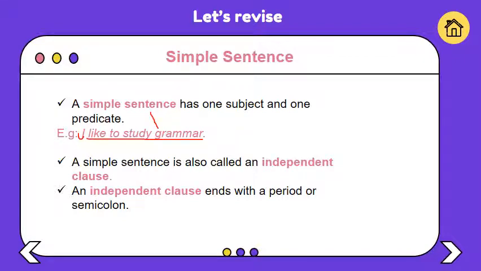Also, a simple sentence is called an independent clause. If you remember, we said that the simple sentence contains only one independent clause. The independent clause ends with a period or a semicolon. Again, the simple sentence has one subject, one predicate. So the simple sentence is equal to one independent clause. The independent clause must end with a period or a semicolon.